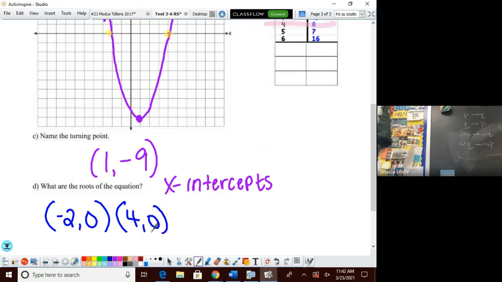So you can write the coordinate. You can write x equals -2, 4. You can write -2 and 4 in curly brackets, however you want to do it. If you don't want to remember that it's just x's, just write the whole coordinate. Roots are x-intercepts where y equals 0, where it crosses the x-axis.